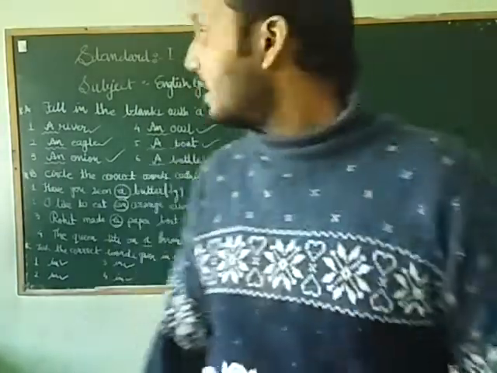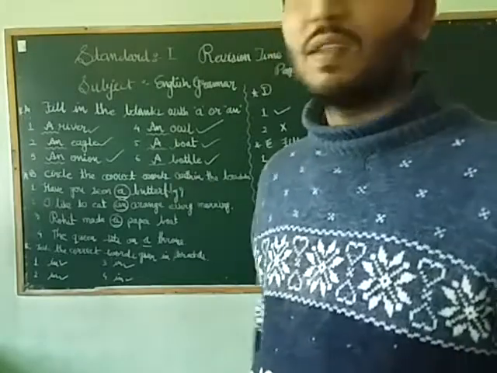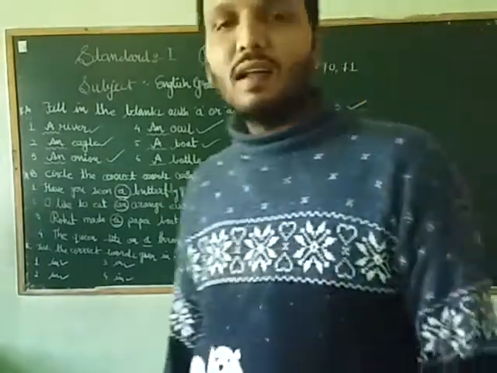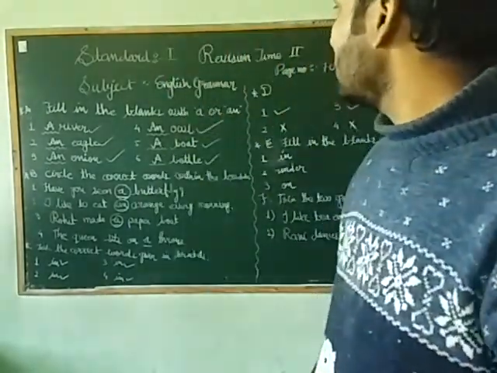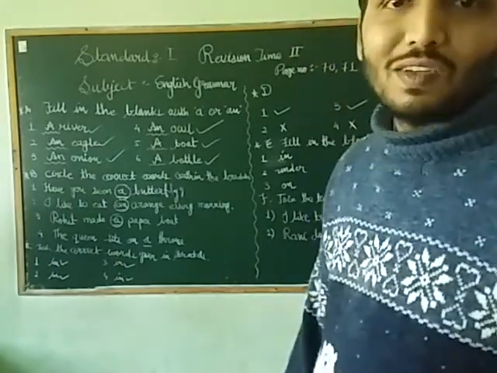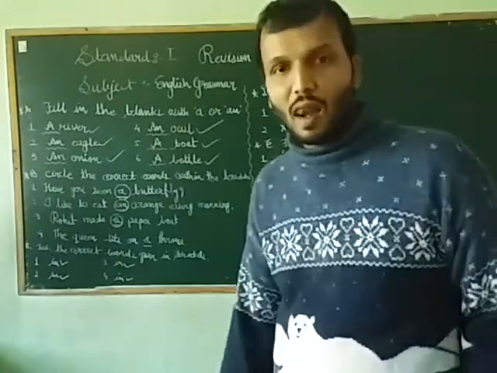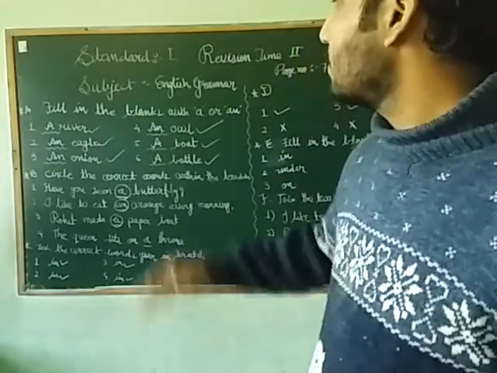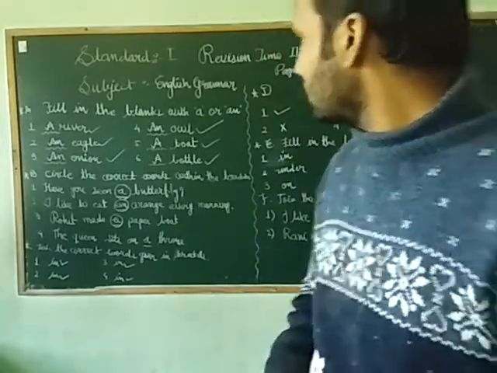Okay, again: first, a river. Second, an eagle. Third, an onion. Fourth, an owl. Fifth, a boat. Sixth, a water. Okay. B number, circle the correct words within the brackets.